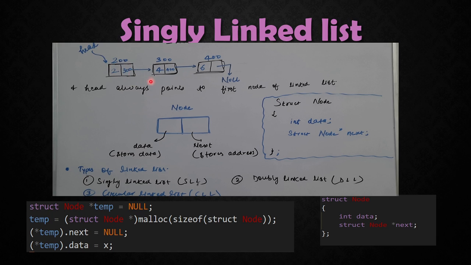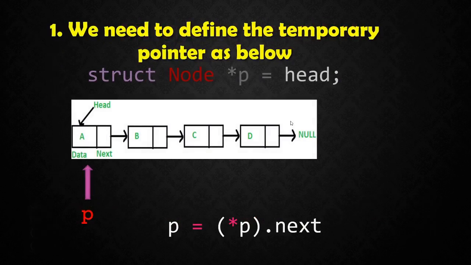This 300 is the address of the next node, right? So each node has two parts, data and next, and this is the structure for defining a node. And the types of linked list, just to remind you, there are three types. First is the singly linked list, second is the doubly linked list, and third is the circular linked list. Okay, and we have discussed this earlier also. So let's move forward.